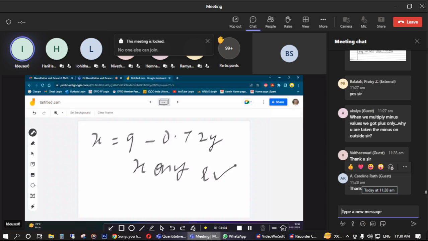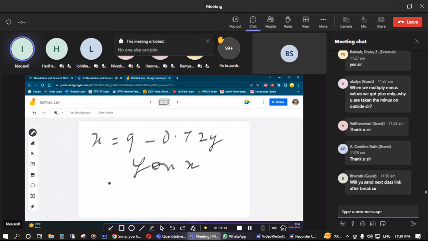Okay. Now what I am going to do is interchange it. I am going to put this as Y on X. Quickly I will solve the problem for you. What will you do? I am going to keep only the Y term here. Remaining things I am going to throw to that side. So 0.72Y is equal to 9 minus X. Correct?